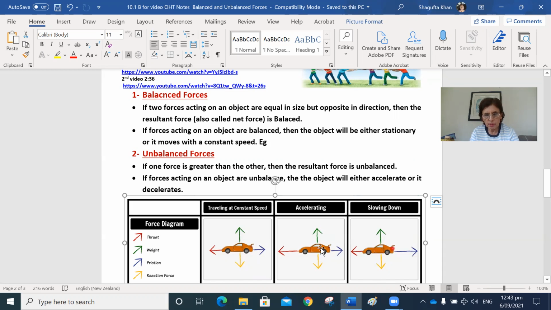So from these two diagrams, what we can say is, if the forces acting on an object are unbalanced, then either the object will be accelerating or it will be decelerating. It will be accelerating if the forward force is larger than the backward force, and it will be decelerating if the forward force is smaller than the backward force. That's the difference between balanced and unbalanced forces.